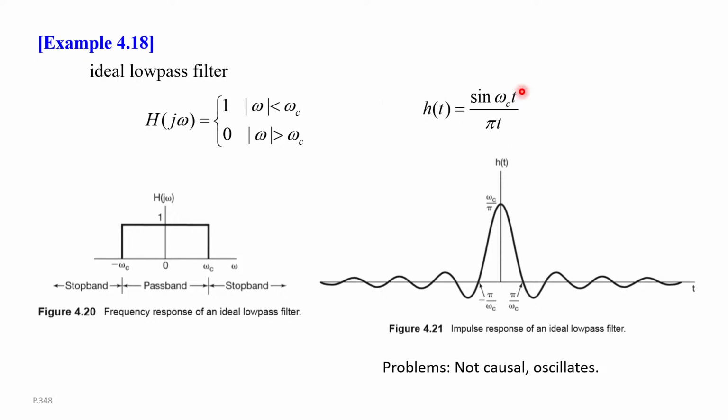I won't repeat the calculation here, and with the normalization, things are all correct. If you do the inverse Fourier transform, the small h of t will be sin omega c t divided by pi t. So that's the impulse response in the time domain. If you plot the sinc, it looks like this. It goes up and down, centered around 0.